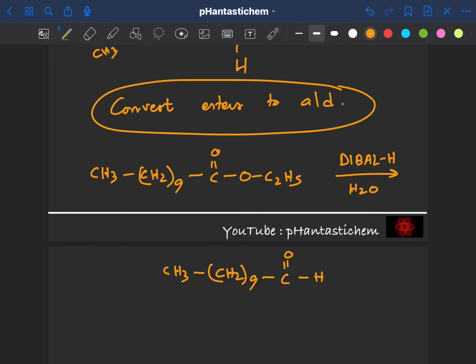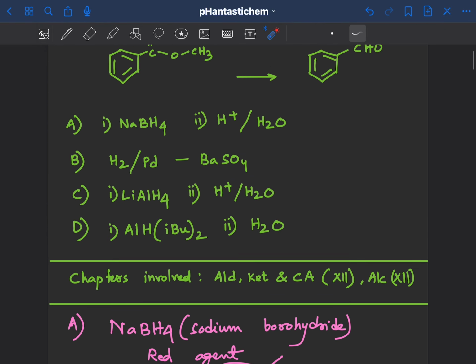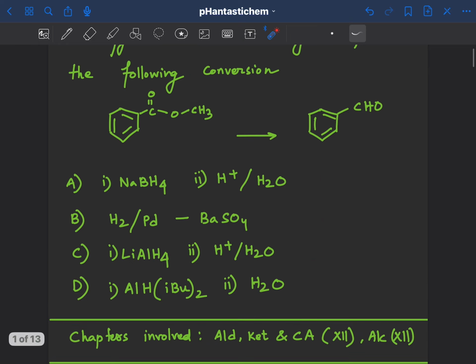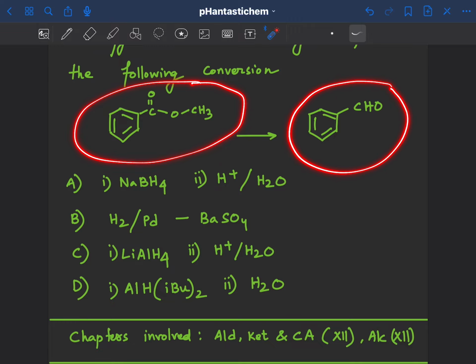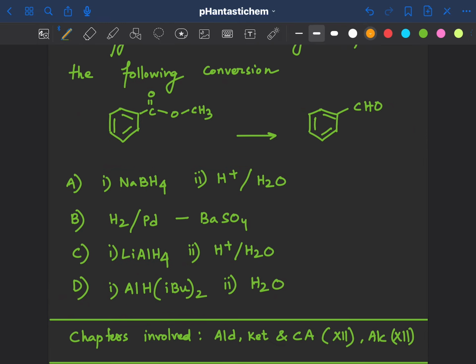Now let's come back to the question, because now we know all the four reagents and where they are used. In the given question, can you see this is an ester and this is an aldehyde? Whenever you have to convert an ester to an aldehyde, the reagent we have to use is DiBALH, or diisobutyl aluminum hydride, and water. Therefore this option is the correct option. So D will be the correct answer. Okay, thank you.